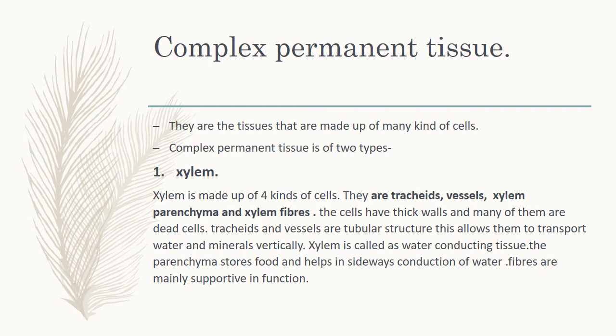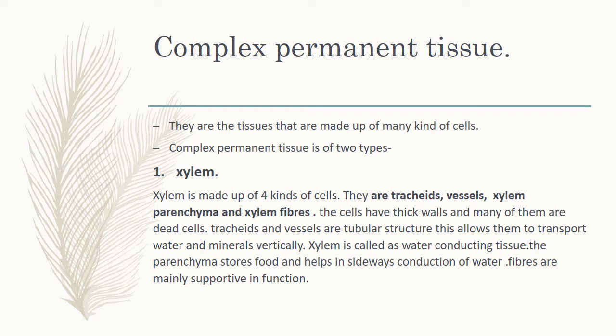Firstly, the complex permanent tissue. They are the tissues that are made up of many kinds of cells. Complex permanent tissue is of two types: one is xylem and the other is phloem. Xylem is made up of four kinds of cells. They are tracheids, vessels, xylem parenchyma and xylem fibers.